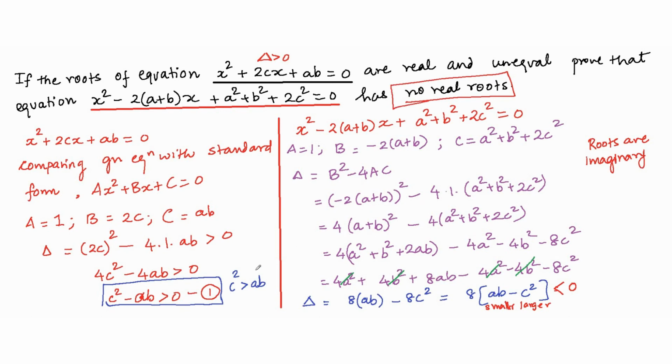So the crux of this particular question was, from the first one I found out a condition which was used in the discriminant of the second equation. The discriminant of the second equation was 8 times (AB minus C square). I know that C square is greater than AB, which means that AB minus C square is going to be negative. And because the discriminant is negative, I can say that the roots of the second equation are going to be imaginary. So this is how I proved this particular question.